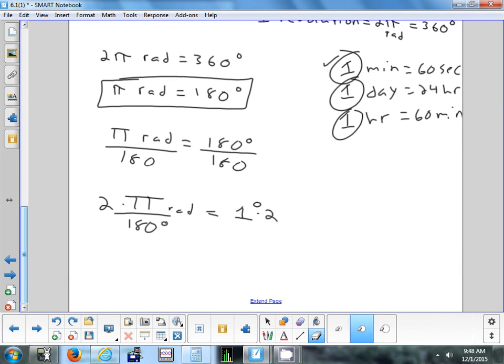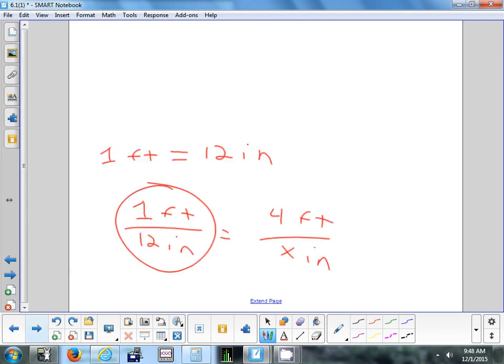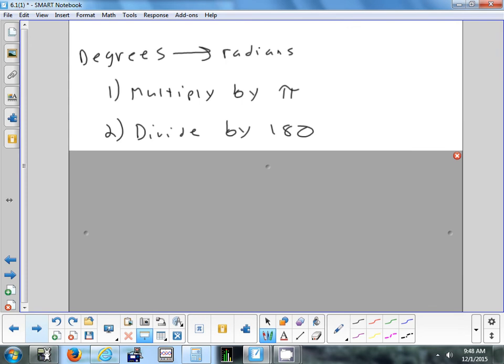Okay, if I wanted to know 8 degrees, multiply by 8, multiply by 8. Now 8 degrees equals this. I just have to do it out in radians. So the key is, if you're trying to change from degrees to radians, you multiply by pi and you divide by 180. Okay, so to change from degrees to radians, these are the 2 steps. Multiply by pi, divide by 180.